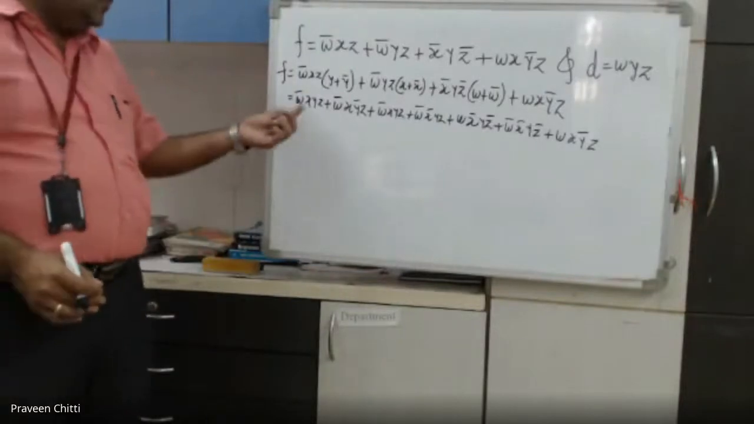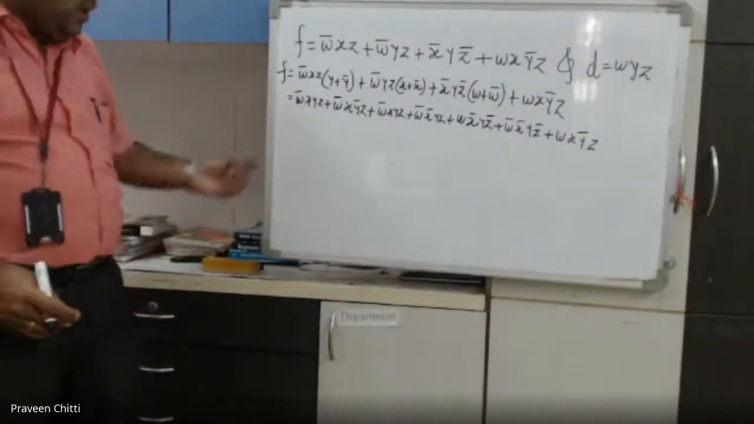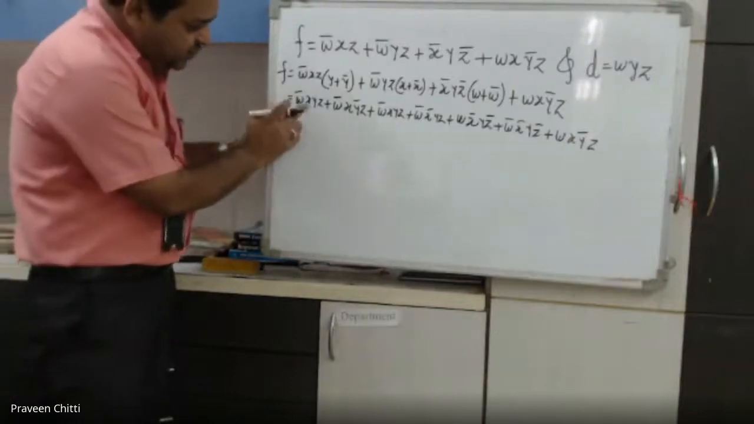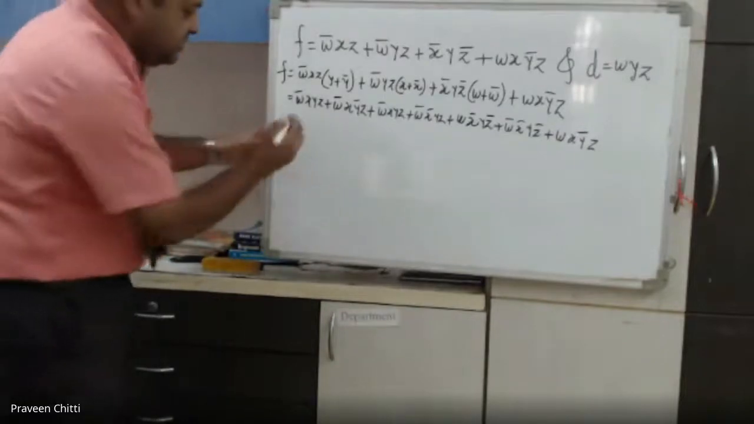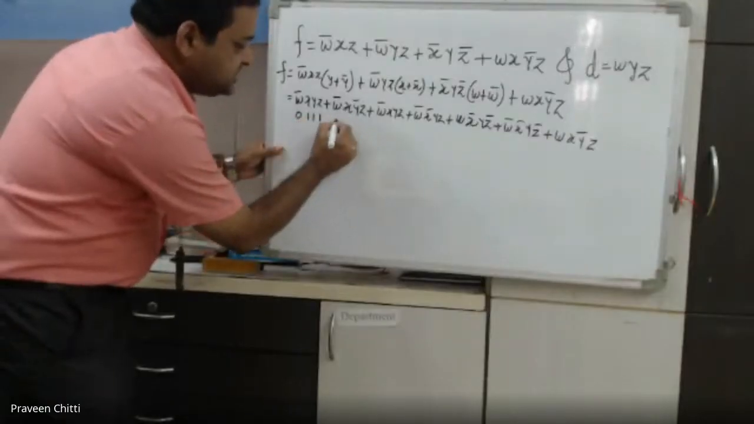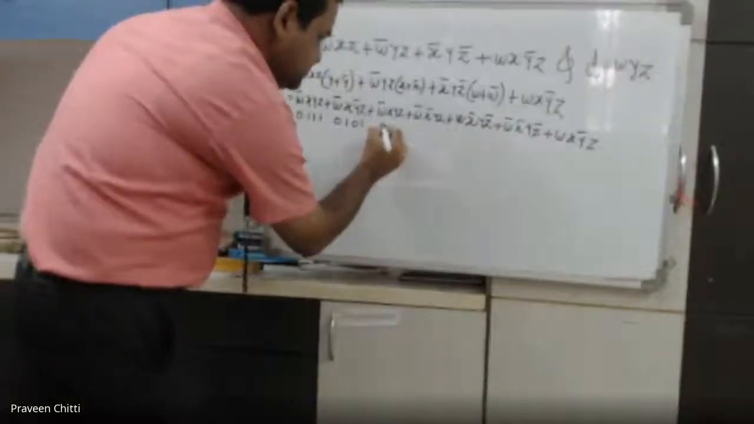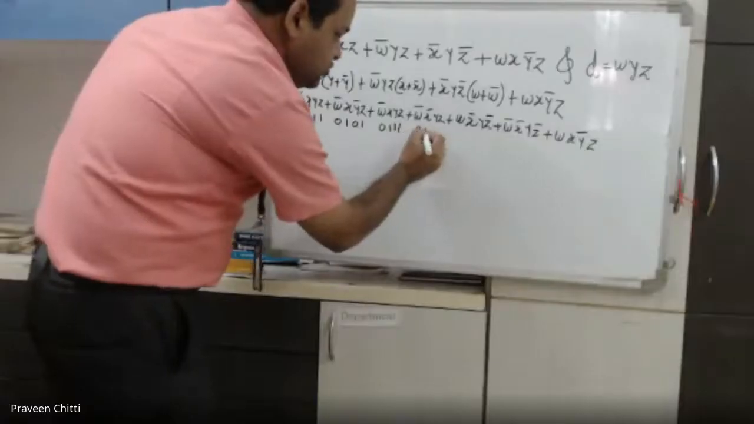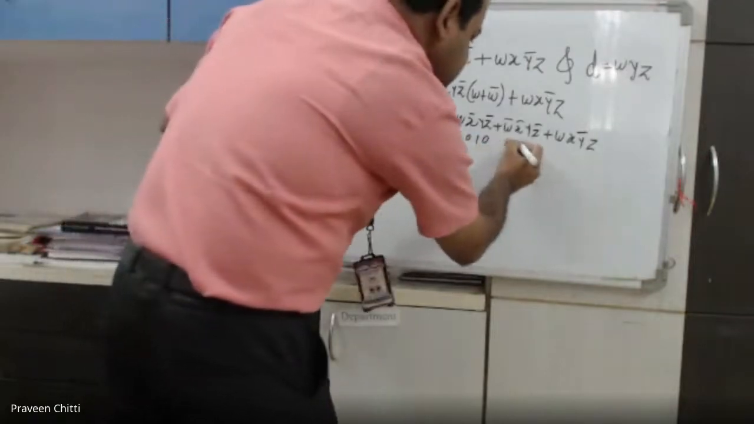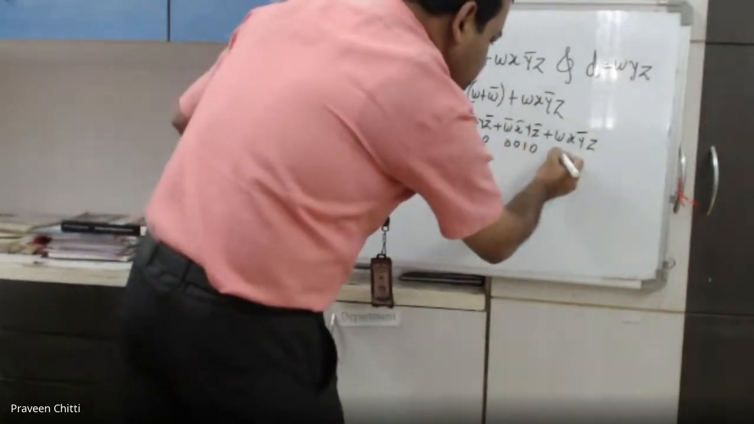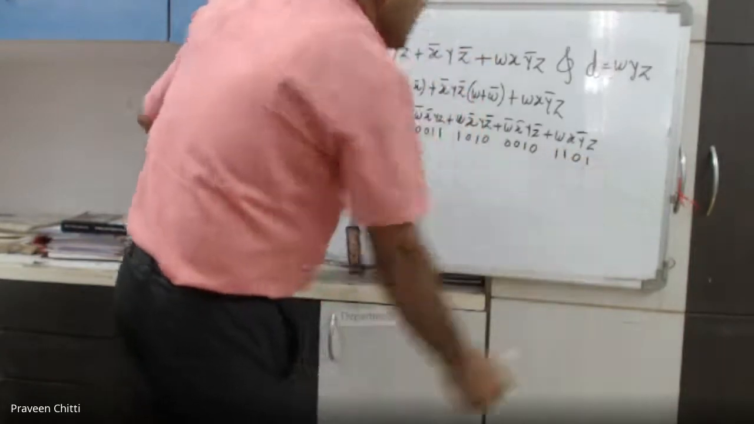Once we have all the terms, we have to represent them in binary form. How do I represent W bar X Y Z? You can write first in binary, then in decimal. This is 0 1 1 1, which is 7. Very good. Then 0 1 0 1, then 0 1 1 1, then 0 0 1 1, then 1 0 1 0, then 0 0 1 0, then 1 1 0 1.